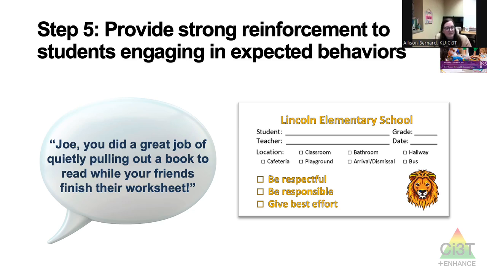Then our 5th step is to provide strong reinforcement to students engaging in that expected behavior. So incorporating the use of behavior-specific praise paired with a reinforcer. You can say things like, Joe, you did a great job of quietly pulling out a book to read while your friends finish their worksheet. This is a great example of being respectful and being responsible. Here is a ticket or whatever reinforcement system your school or classroom might use.